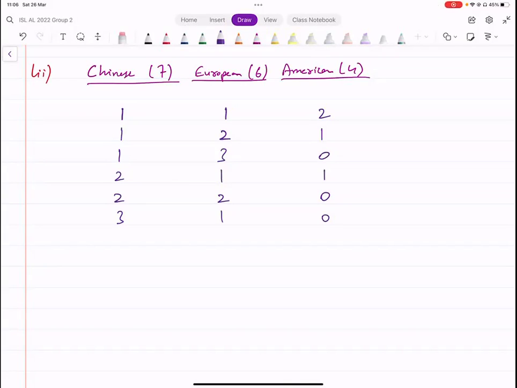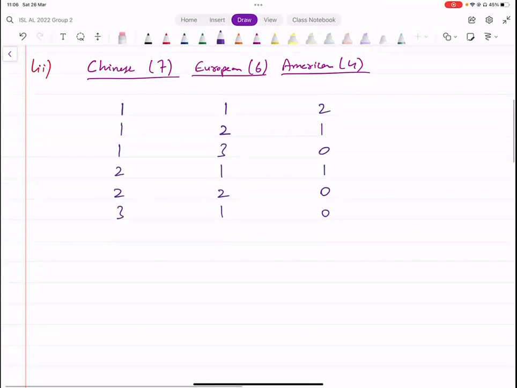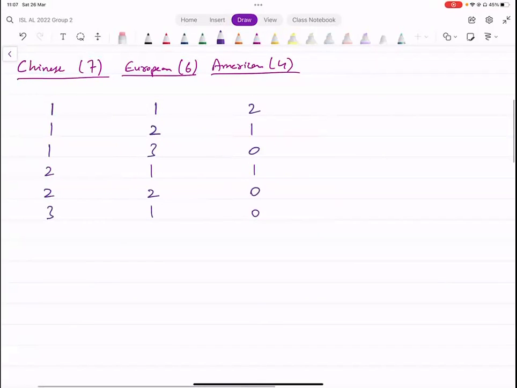तो हमें क्या करना पड़ेगा? इन सबको separately evaluate करना पड़ेगा और उनको add करना पड़ेगा. ठीक है? So you got these six cases. For the first case, what do we have? Out of 7, we've got to choose 1. 7 में से 1 choose करना है. 7 Chinese में से 1 choose करना है. How many cases do we have for that? 7C1. 6 में से 1 European, that's 6C1. And then out of 4, we've got to choose 2 American, that's 4C2. That's the first row.